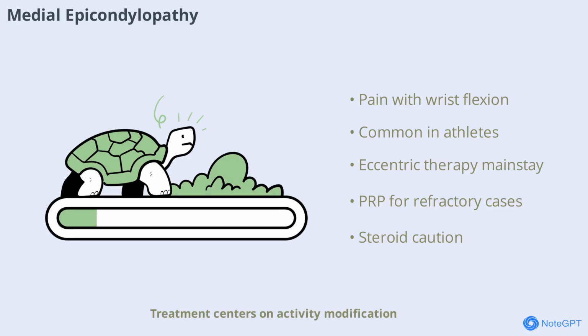Treatment centers on activity modification, formal physical therapy with eccentric loading, and sometimes counterforce bracing. PRP and shockwave therapy may benefit refractory cases, but caution is advised with steroid injections due to rupture risk. Surgery is considered only when conservative measures fail.